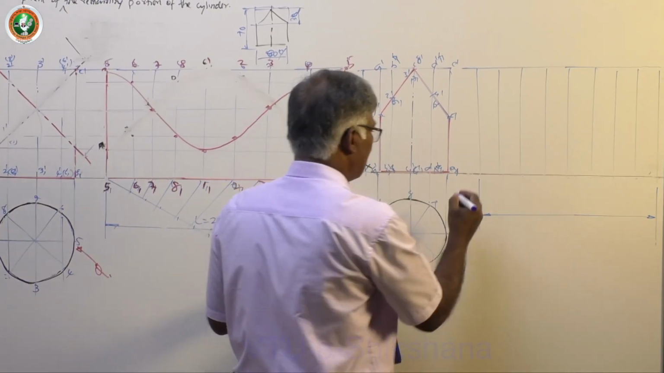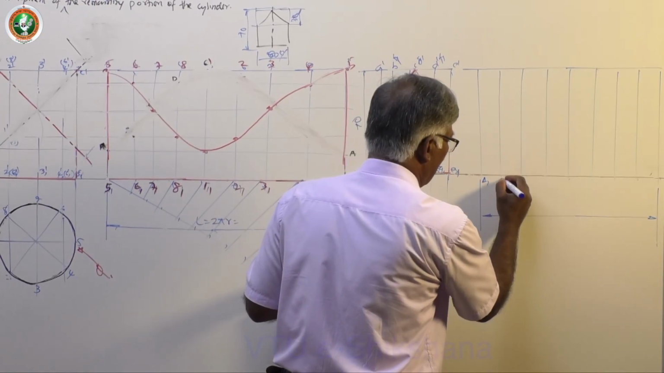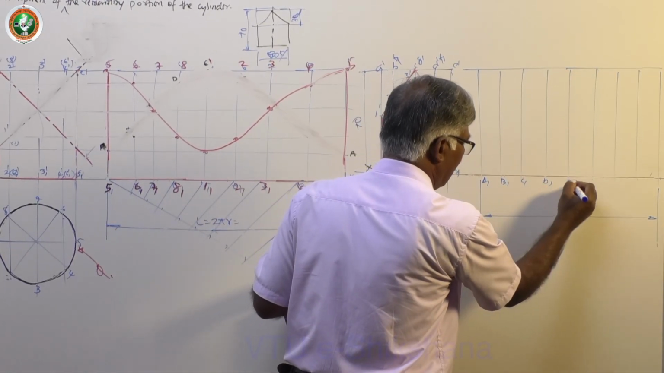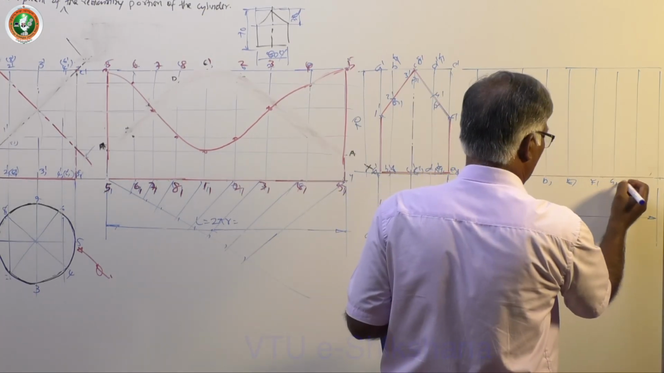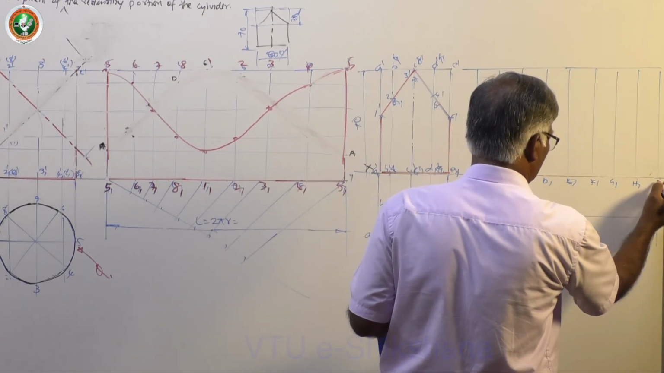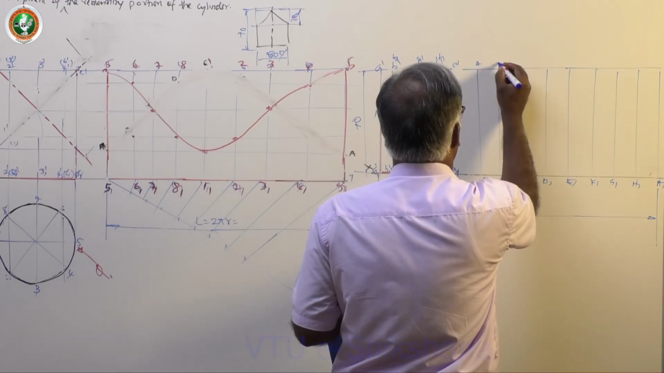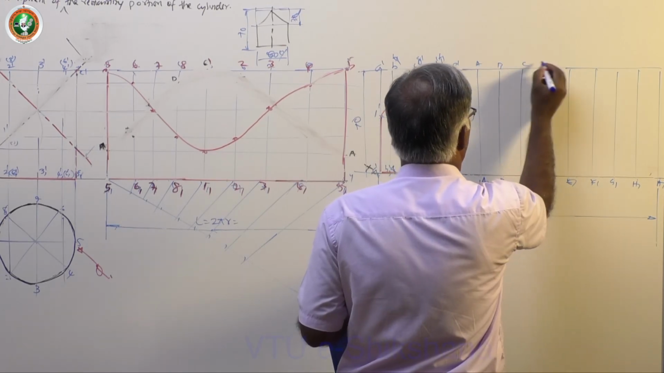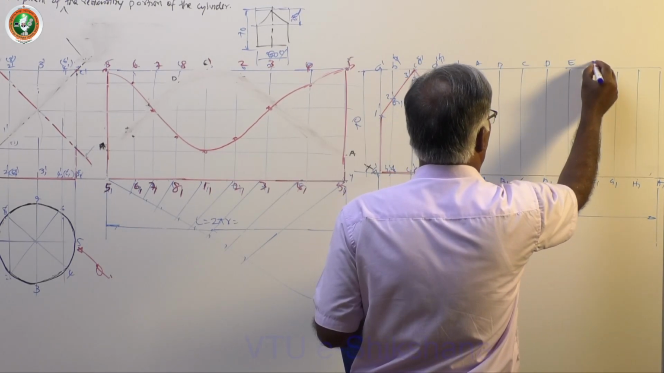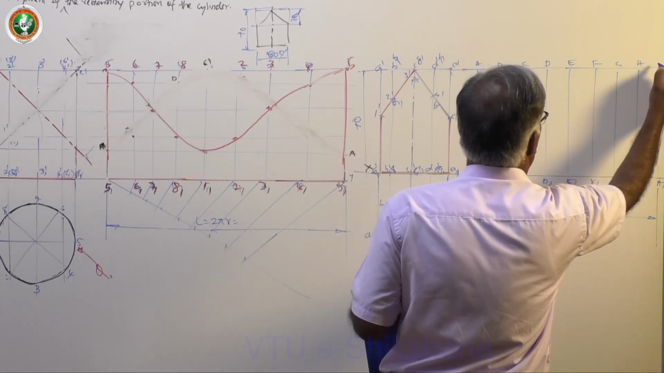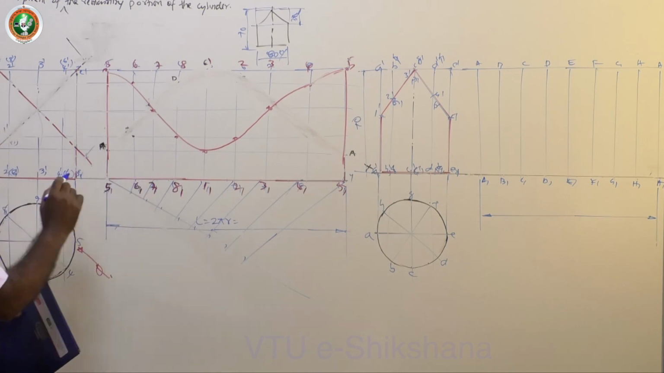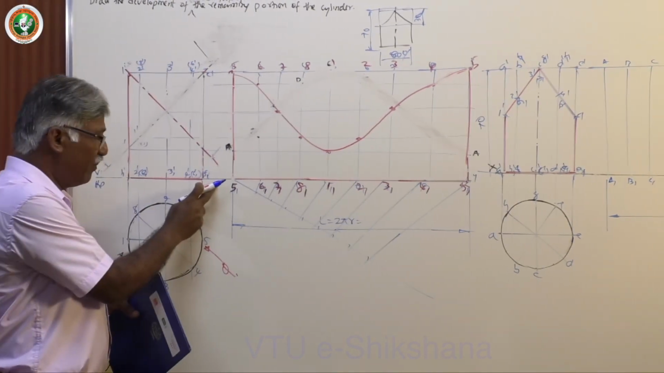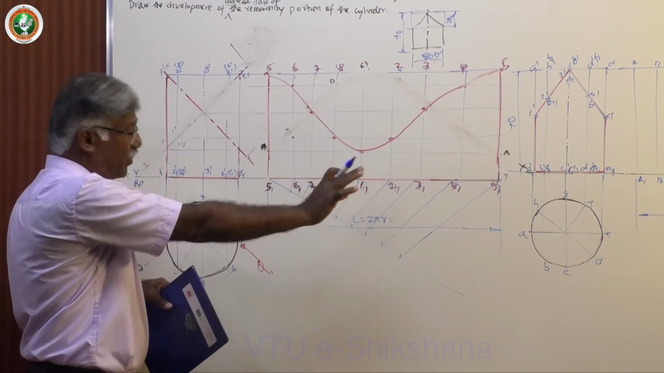Now start from this. This is A1, B1, C1, D1, E1, F1, G1, and H1. This is A1 again. A, B, C, D, E, F, G, H. Again A. Now always see that you might have observed my working here. I never left any gap here because you have to project.